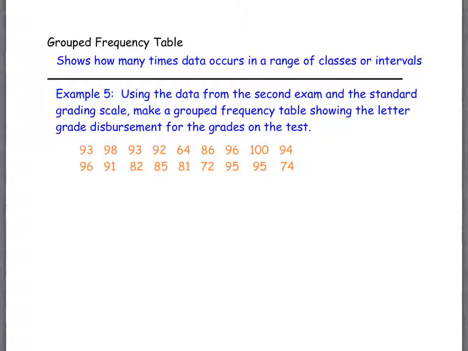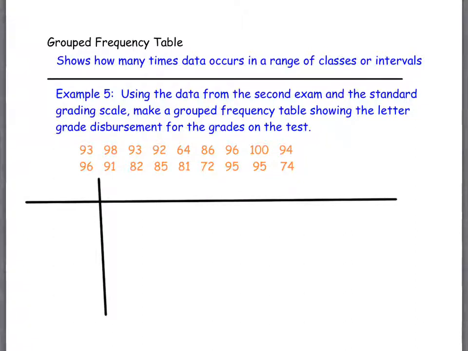So this is the data from the second exam. We're going to use the standard grading scale, and we're going to make a grouped frequency table. All right, so here's what this looks like. We're going to have one column that's going to be our grade. And these are the numerical grades, the way that we're setting up the grading.